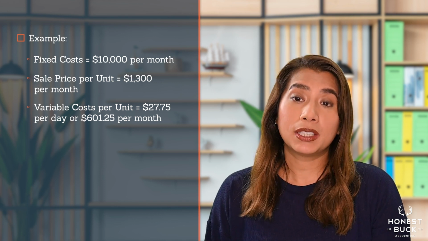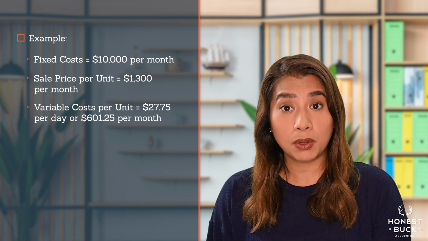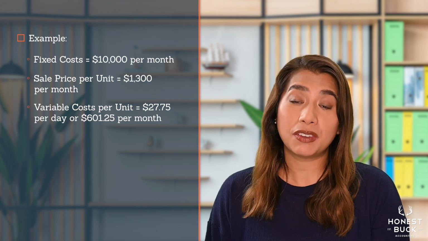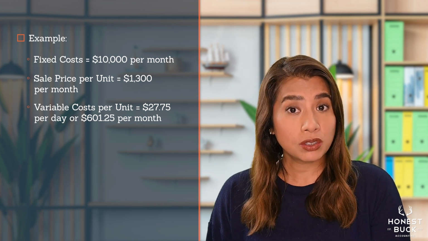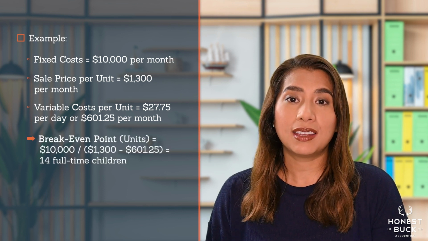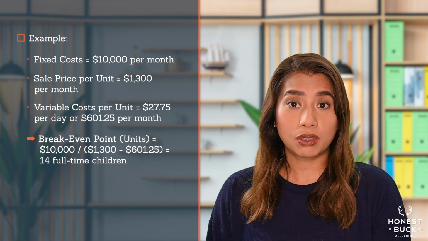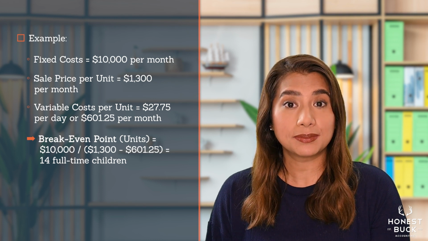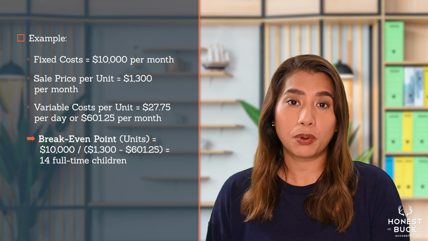This can be done by multiplying $27.75 by 5 to give the amount per week, and then multiplying by 52 to give an annual cost of $7,215. If we divide this by 12, we get a monthly cost of $601.25. To determine the break-even point in units, you can plug these figures into the formula. $10,000 divided by $1,300 minus $601.25 is equal to 14. So to break even, you must enroll 14 full-time equivalent children in your program.